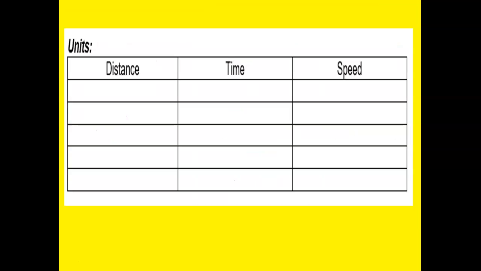Now the last part of your notes are units to help you to identify what you've been given. So again, speed and velocity are the same. The SI units for distance we know is meters, M. For time, it's seconds, S. For speed, it's meters per second. Again, unit of distance over a unit of time.